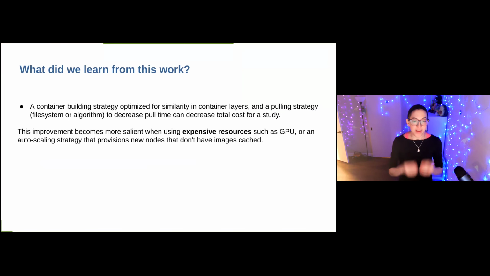This improvement becomes especially salient when you're using expensive resources such as GPUs or auto-scaling strategies, because with auto-scaling, you're going to have new nodes added to the cluster that don't have any container images cached. And you're going to have to pull them again. So that's problematic, right? And then if you're running an application, all your other nodes are going to be waiting for those nodes. So yeah, all these things.